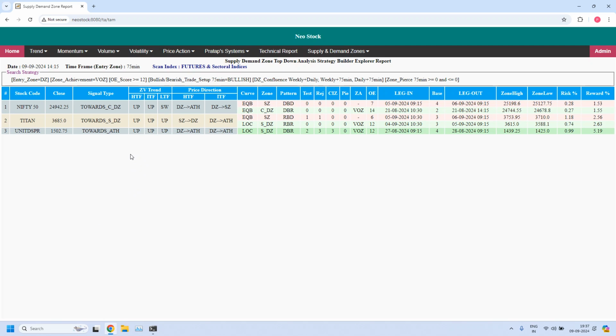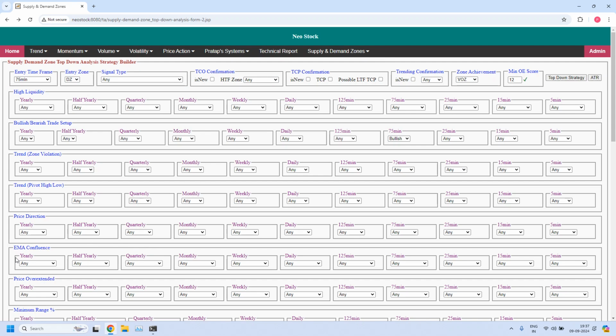All the 3 stocks have confluence with the HTF time frame. LTF and ITF zones are part of the HTF demand zone. And the HTF trend in all the 3 stocks is an uptrend. So if this HTF has EMA confluence, HTF is weekly, so weekly EMA confluence, we can find a high probability trade setup.